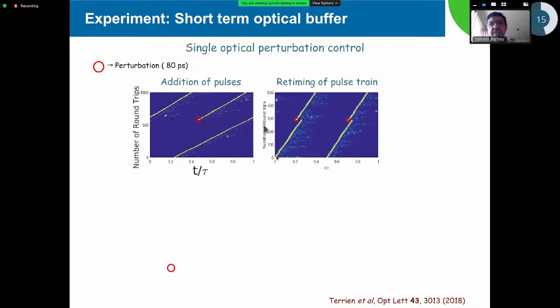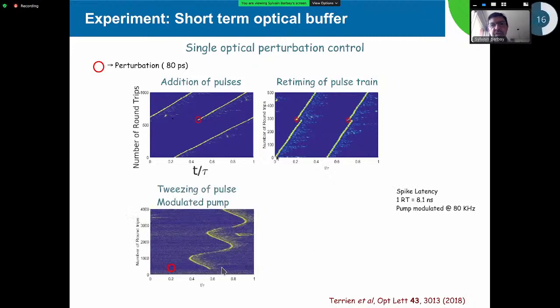So you can also retime some pulses. Suppose you have in the cavity two pulses which are present per round trip. If you send a well-timed perturbation here, the red circle, just before the arrival of the pulse in the cavity, you can switch off the pulse and retime somehow the pulse.